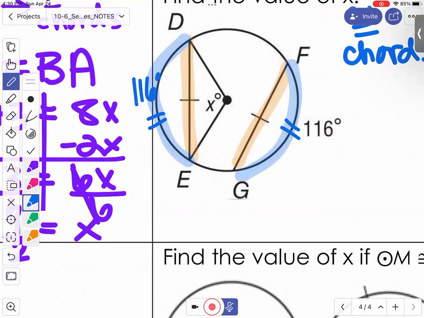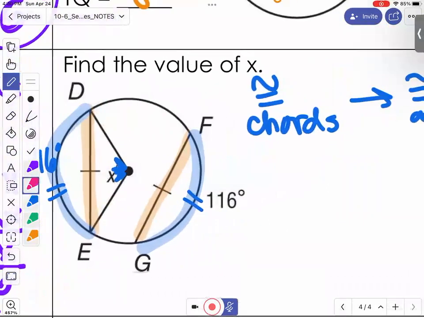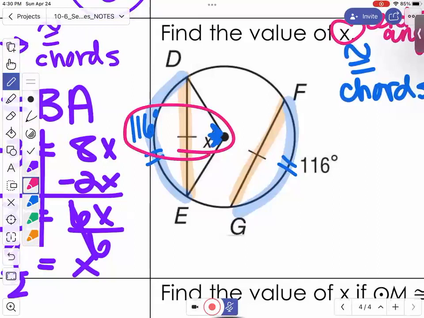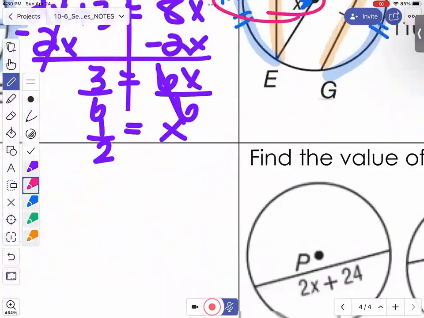But notice where my angle is that we're trying to find. This time I don't want the chord. My x is an angle and it is a central angle. Central angles have the exact same measure as their intercepted arcs. So that means that my arc and my angle have to be the exact same value. So always keep in mind that previous vocabulary.